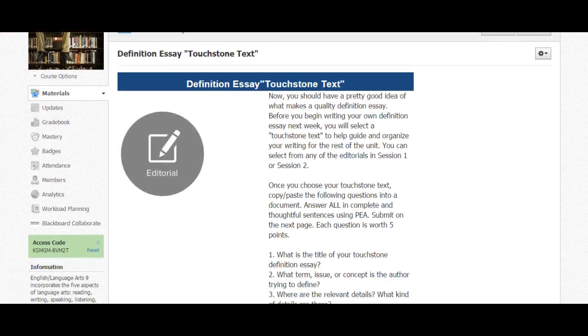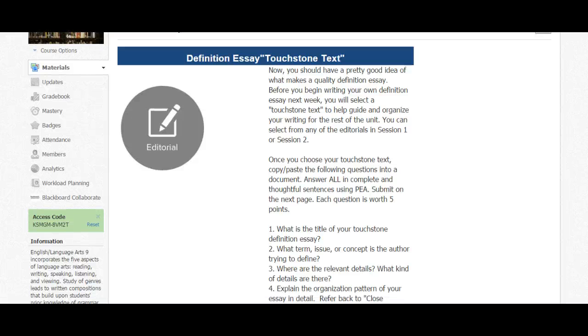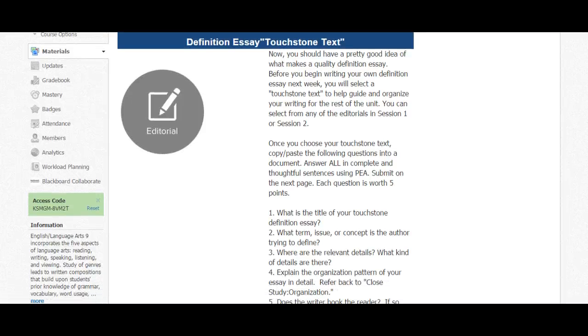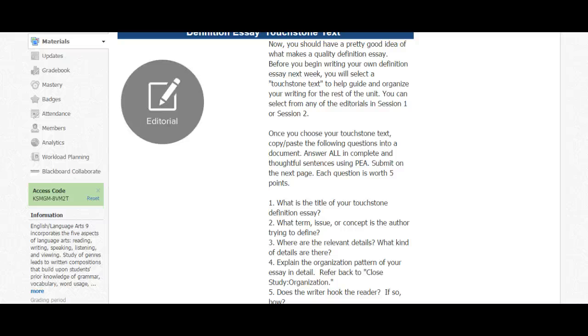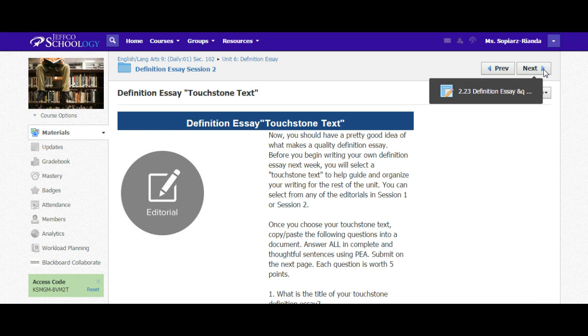So now that you have a pretty good idea of what makes a quality definition essay, before you begin writing and thinking about your own next week, you're going to select a touchstone text to help you guide and organize your writing for the rest of this unit. You can choose any of the essays from session 1 or session 2. So choose one text that is your example text, and then do a close study of that essay. Answer all of these questions using your touchstone text as your example text. And for each question, remember to answer in complete and thoughtful sentences using PIA. And then submit it here on the next page.